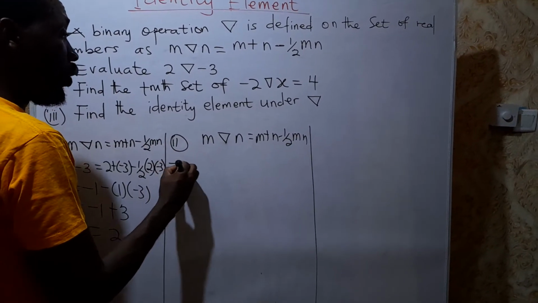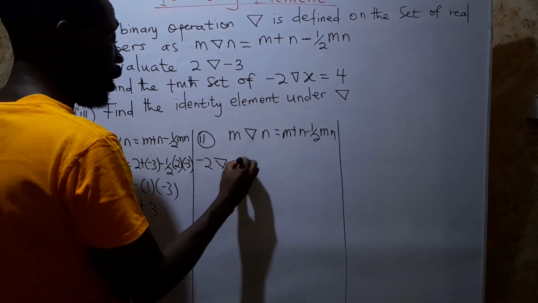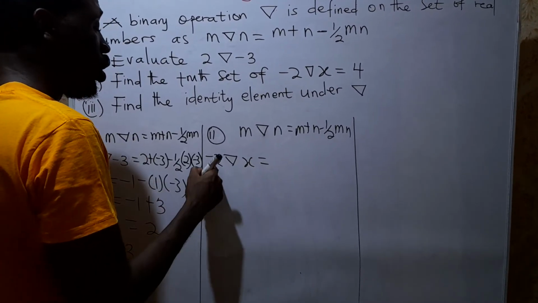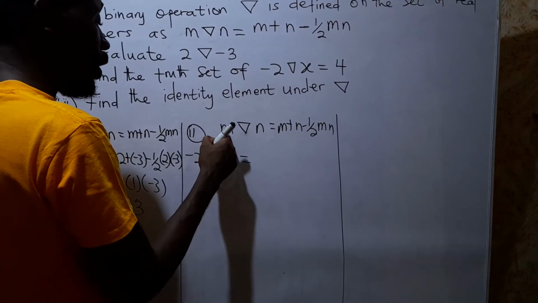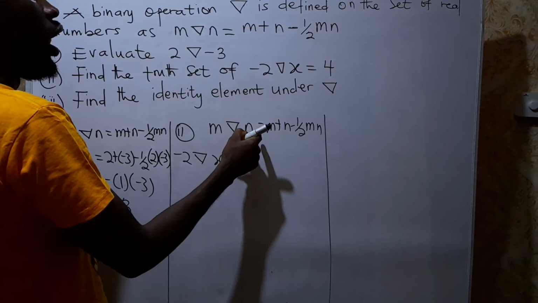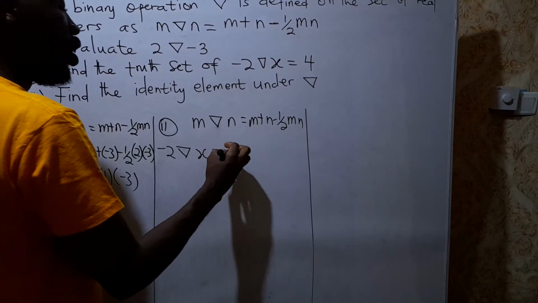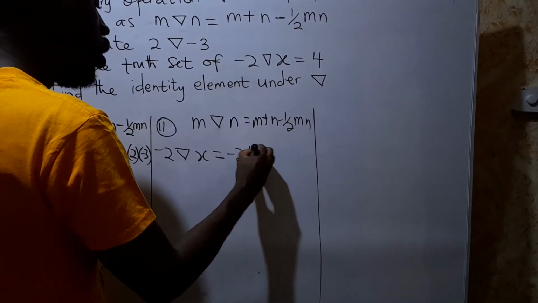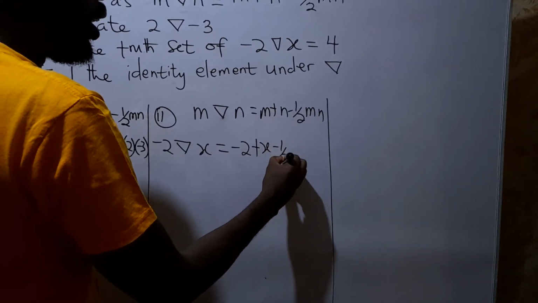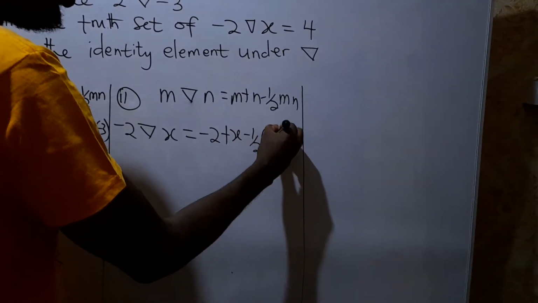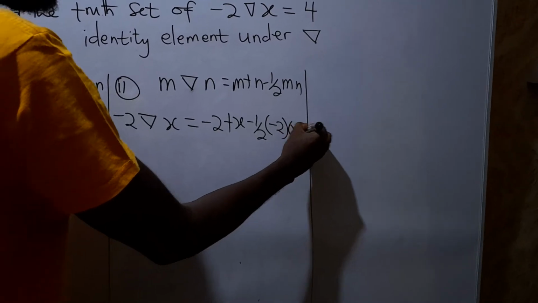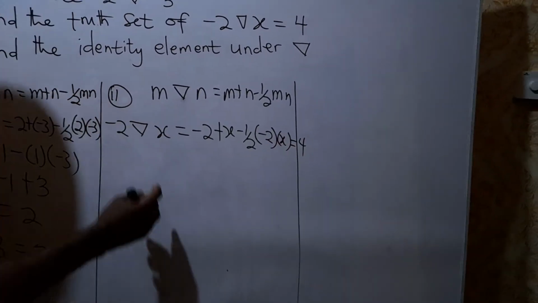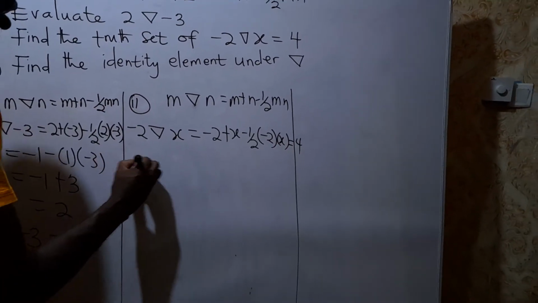So we can say negative 2 operation s will be equal to negative. So any place we see m, we substitute negative 2. Any place we see n, we substitute x. So we have negative 2 plus x minus half times negative 2 times x, and that will be equal to 4.